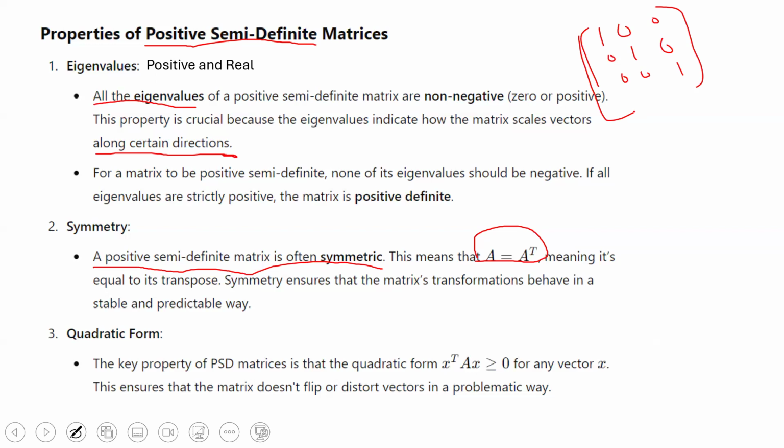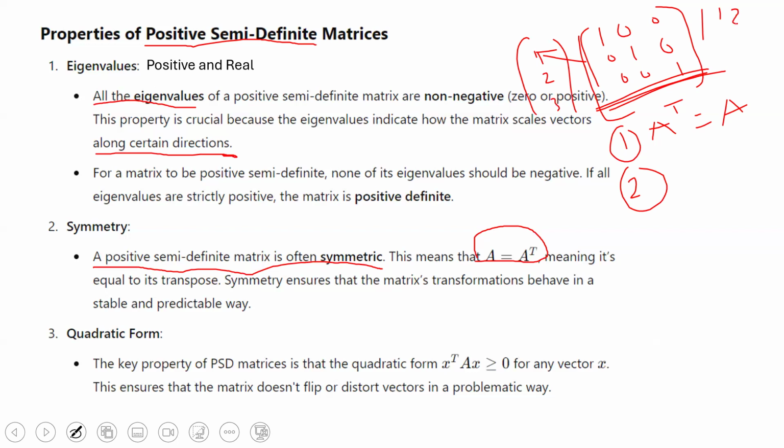So I was given a problem to find out whether this matrix is a positive semi-definite matrix or not. The first property I have to check is A transpose is equal to A. Then I'll find the eigenvalues of this matrix. When I find the eigenvalues, I should always get non-negative values. And then you can take any vector, multiply it with this matrix, and you should always get greater than or equal to 0. Then it means the matrix is positive semi-definite.